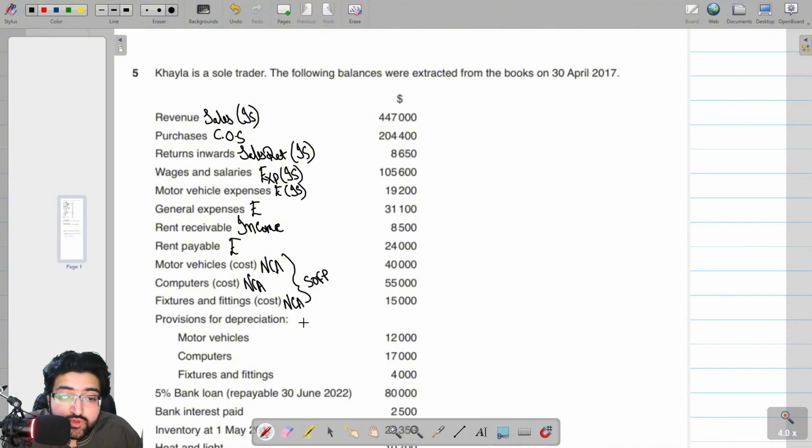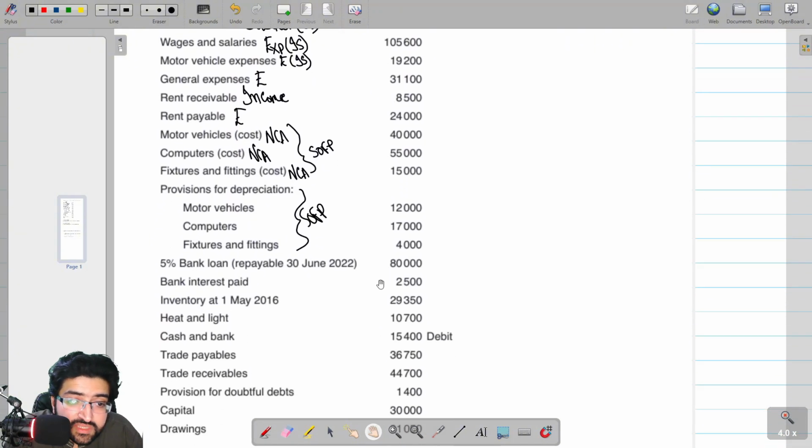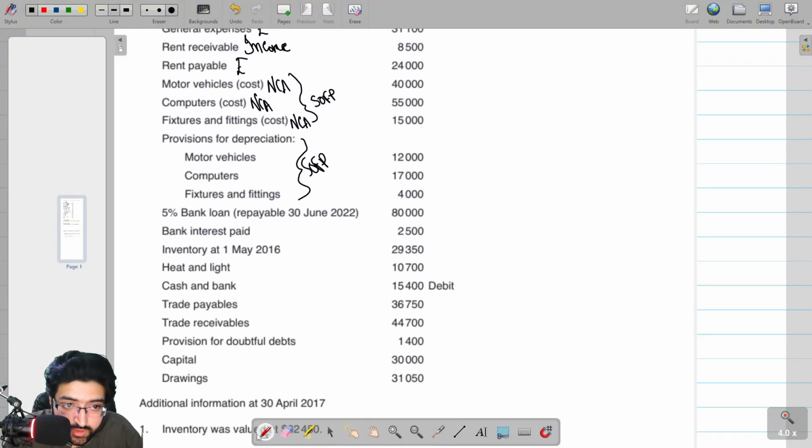This is the value your non-current assets have lost over time. This is their total depreciation till now. So this is also part of SOFP in a way. I will tell you how and where to record this. Moving on. 5% bank loan. Okay. Repayable 30th June 2022.